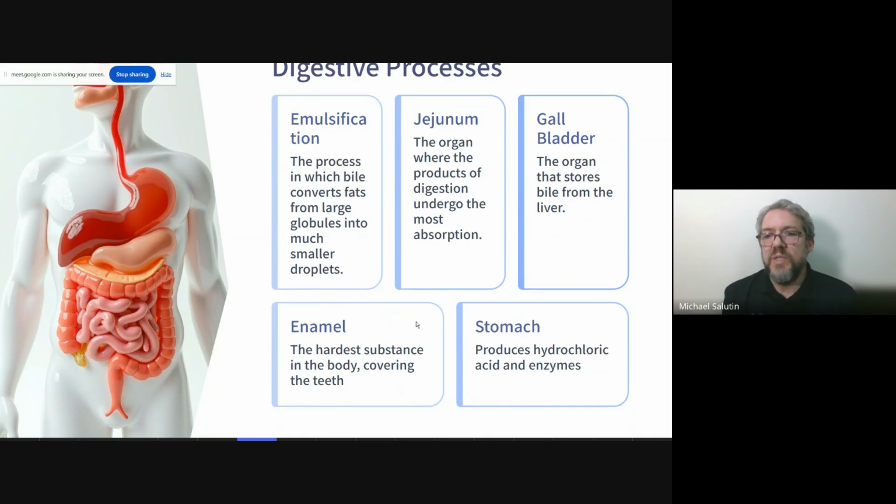Of course, though, once they move from the stomach to the small intestine, your body actually has to produce other substances which are bases in order to counteract the hydrochloric acid so that it doesn't burn your intestines. Your intestines are not protected the same way that your stomach is.